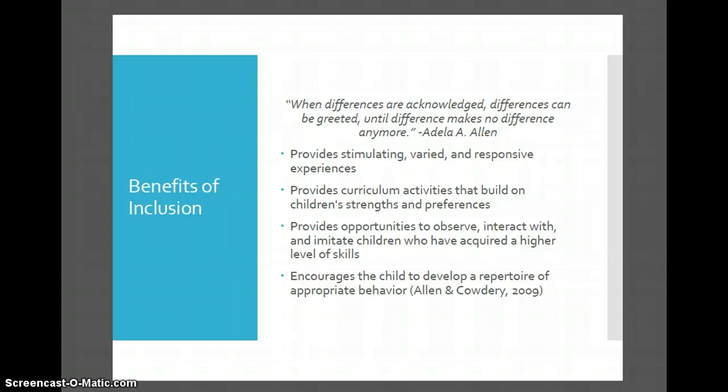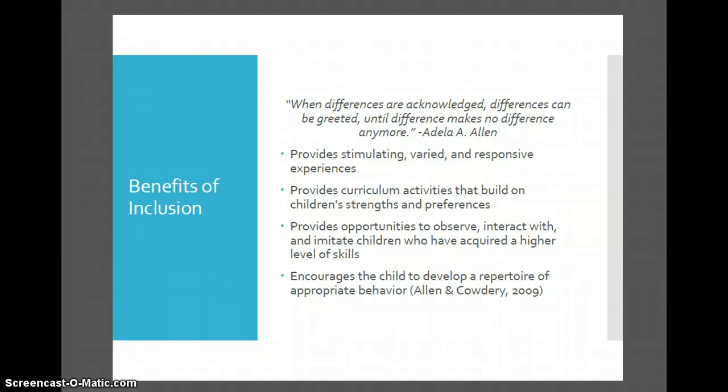So the key here is knowing that inclusion isn't just about putting everyone together and pretending that everyone's the same. All educators know that everyone is not the same. All children have differences. And so when we're inclusively educating our children, we're acknowledging their differences in a manner that the difference doesn't make so much of a difference as educating the child does. So some of the benefits of inclusion. Inclusion can provide a stimulating, varied, responsive experience for children, much more so than if they were in a more isolating environment. And again, all of this depends on the specific needs of the individual child.